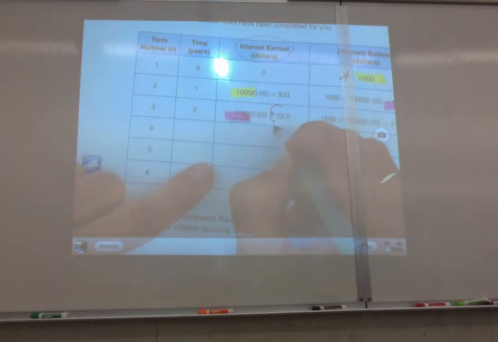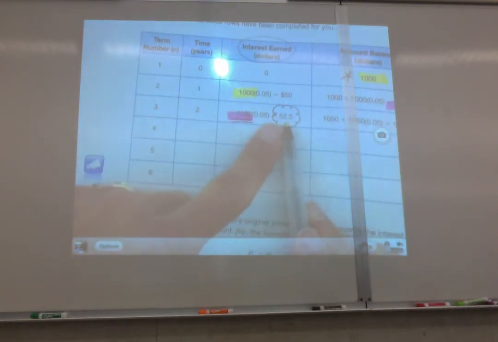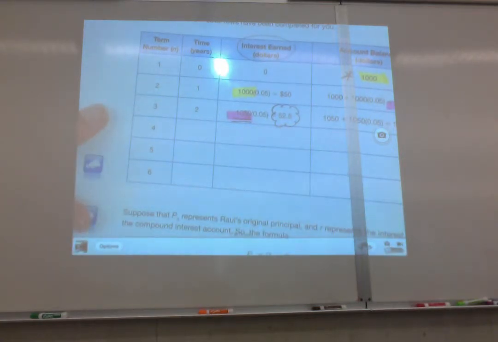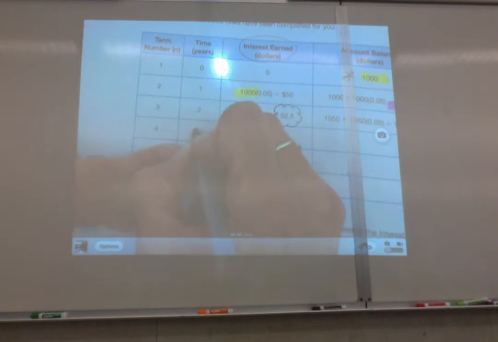Brody, what does that do? What is this number? What number is it? 52.5. Is that 50? No. It's better than 50, yes? Okay, now, why is it better than 50? You're getting more money. Okay, here's where it gets tricky.